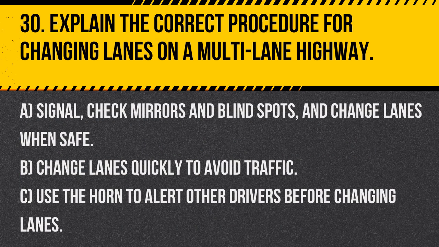Question 30. Explain the correct procedure for changing lanes on a multi-lane highway. A. Signal, check mirrors and blind spots, and change lanes when safe. B. Change lanes quickly to avoid traffic. C. Use the horn to alert other drivers before changing lanes.